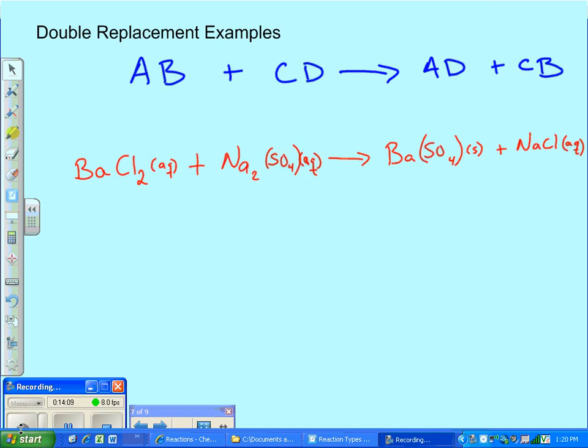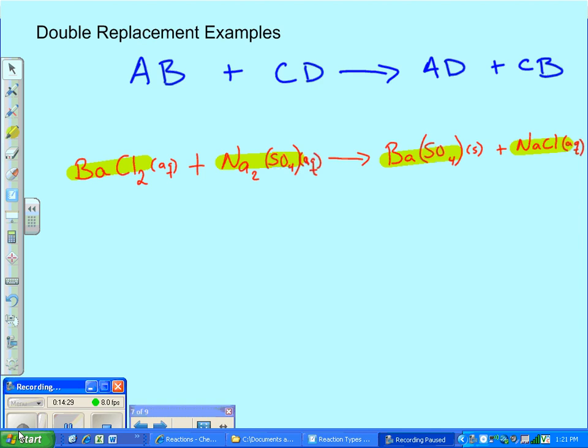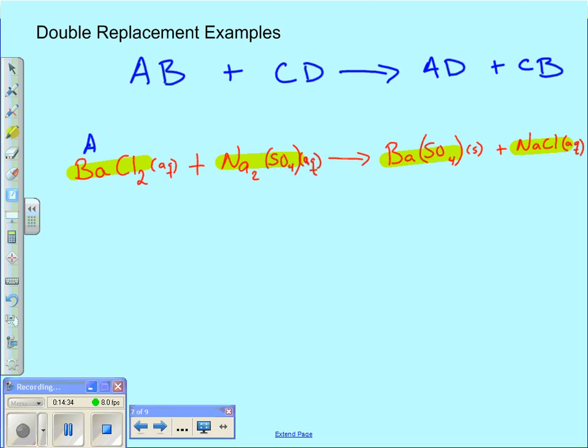So we'll do one more just to be thorough here. Again, this is one that we did in our lab. We combined barium chloride with, which is this, with sodium sulfate, and it yielded barium sulfate and sodium chloride. So again, just to get a feel for what went on, we have barium represented by A, chloride, B, sodium, C, and sulfate is D. And what do they do? They just recombine. Here we get A and D, and here we get C and B.